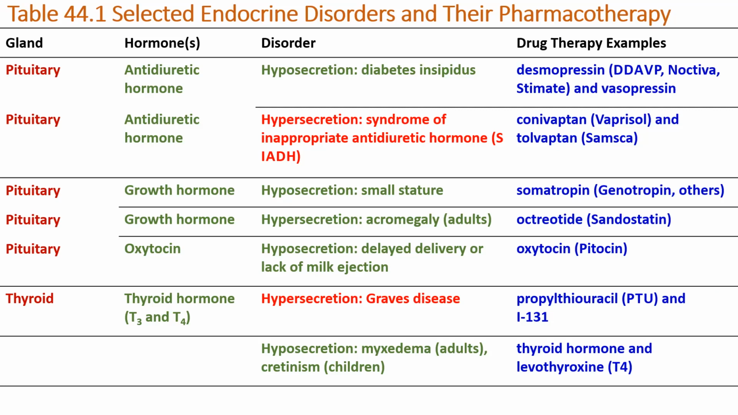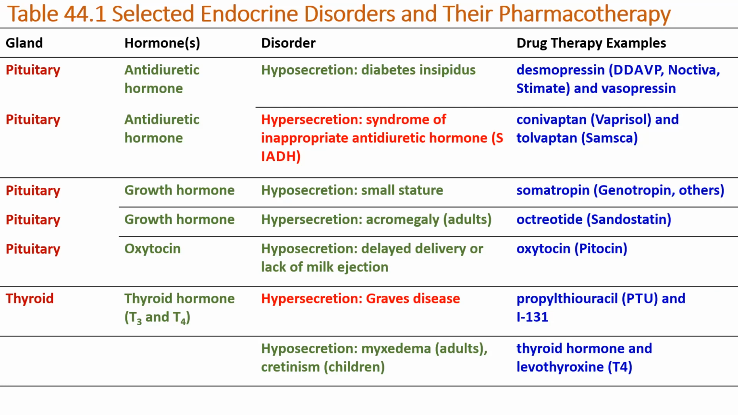But it also has other indications. Octreotide, Sandostatin, can also be given for nausea, but it's specific to cancer-induced nausea. And it can also treat patients with a brain tumor. Oxytocin: when there's a hyposecretion, delayed delivery, or lack of milk ejection, that would be treated with oxytocin or Pitocin hormone.